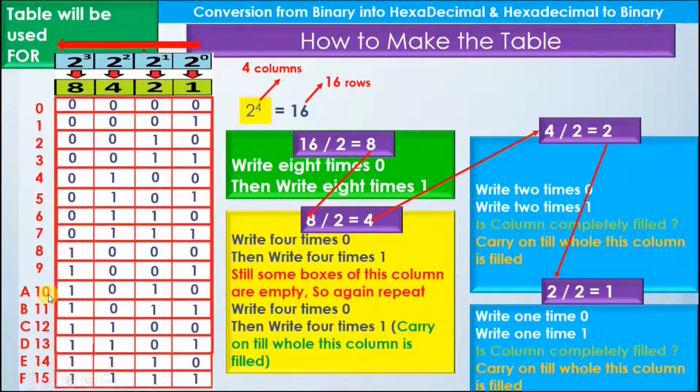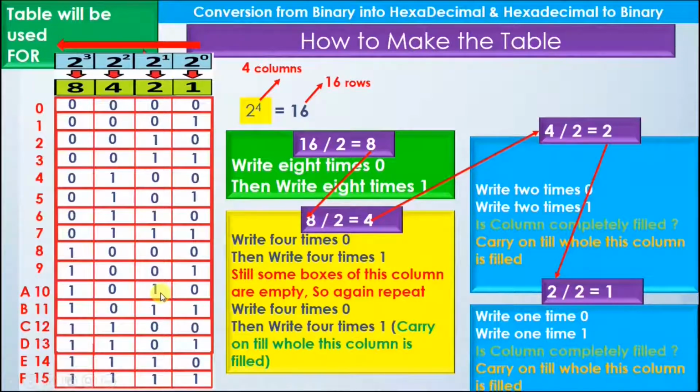So if we want to see how the values are calculated, for example, we want to calculate the value of 1010, and we want to see how this value in binary is equal to 10 in hexadecimal, or you can say A in hexadecimal. Alright. So first of all, we will look at the column 1 and we will see that the value under column 1 is 0. So the value of this box is 0.